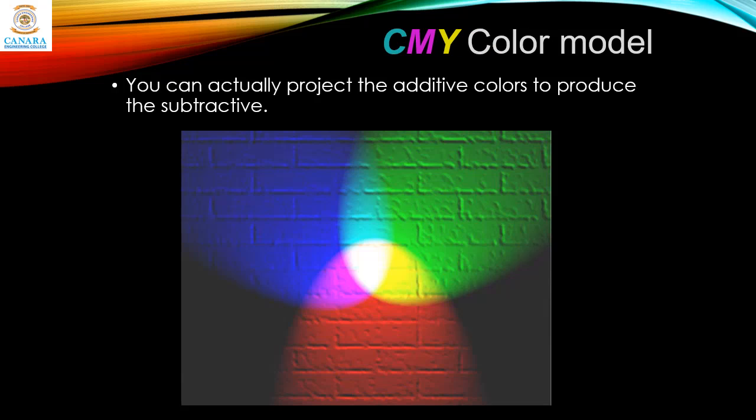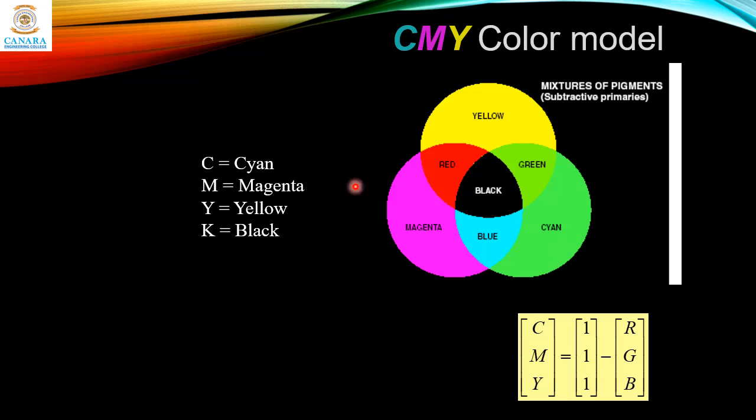So printing is basically based on the subtractive color system, and you can actually project the additive colors to produce the subtractive colors like this. So we have the RGB, and when they combine, you can see the secondary colors here, the subtractive colors. Here are the cyan, magenta, and yellow, and in between we have the white color. In order to convert from CMY to RGB, we can simply use this equation.